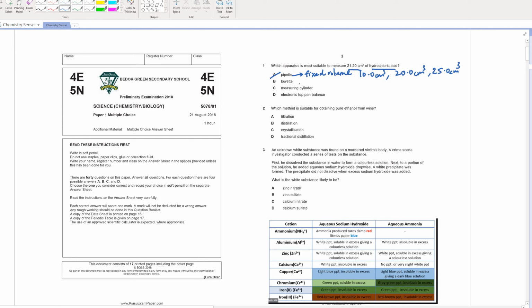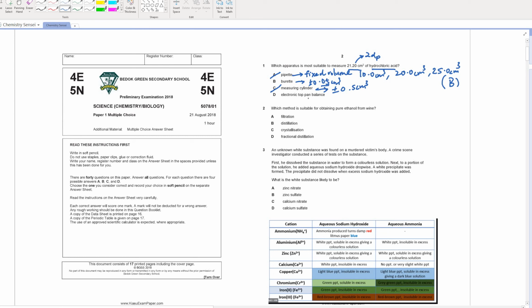Alright, how about option B? A burette can measure up to 0.05 cm3 of liquid. As it can measure up to 2 decimal places, which corresponds to the 21.20, which is also in 2 decimal places, that's what makes burette the correct answer, option B. For measuring cylinder, it can measure up to 0.5 cm3. As it can only measure up to 1 decimal place, measuring cylinder cannot be the answer.